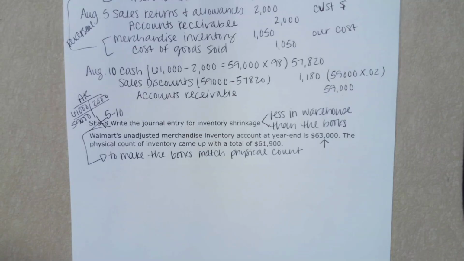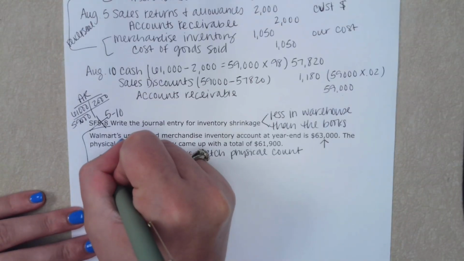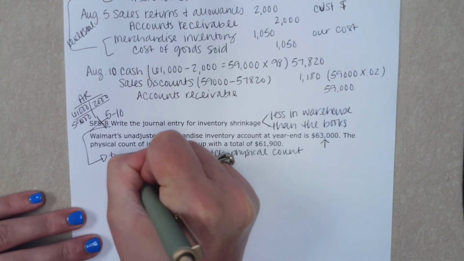Alright, so the only two places that inventory can be is cost of goods sold or merchandise inventory. So those are the two accounts that come into play with this entry, especially with shrinkage, and this tells us specifically that is what's going on here. We have less than we thought we did on the books. So our entry is going to be a debit to cost of goods sold.